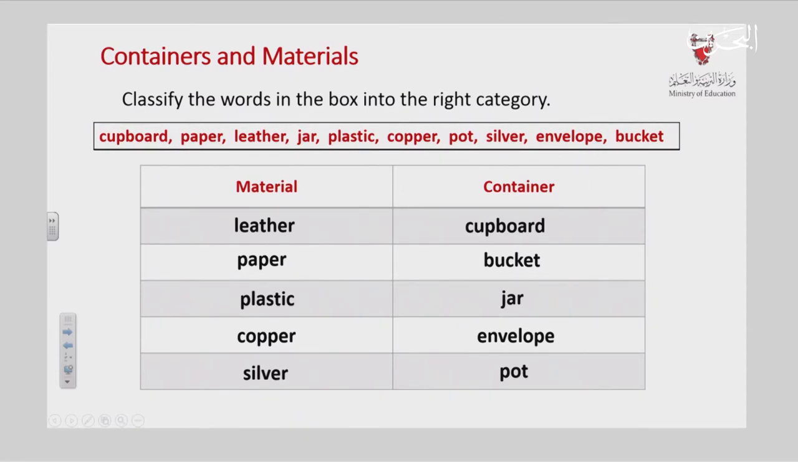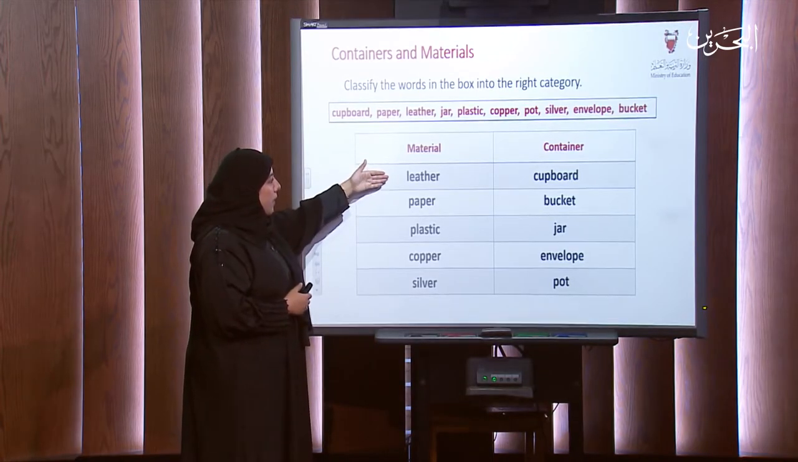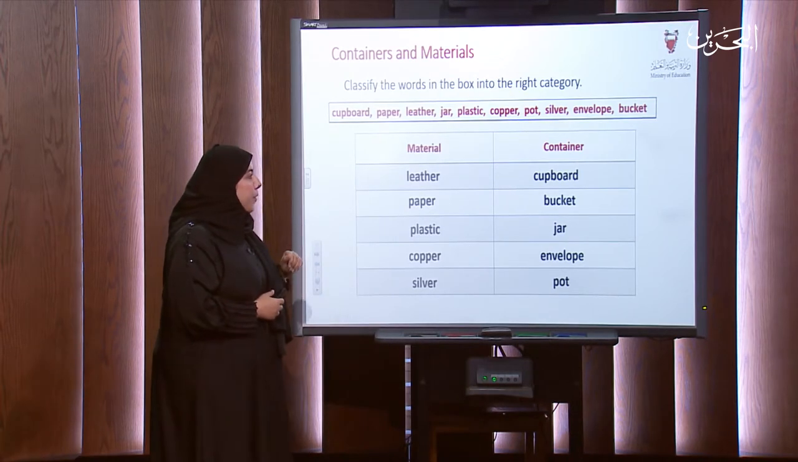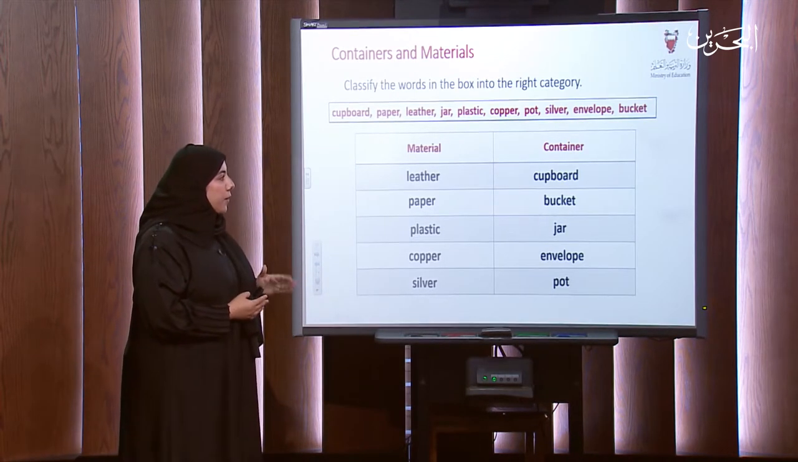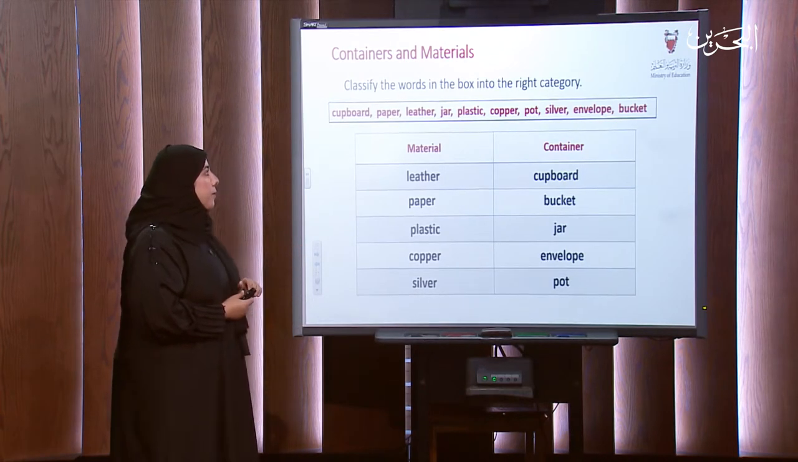Here is the model answer. So the words or vocabulary related to material or fabric are leather, paper, plastic, copper, and silver. Words related to container: cupboard, bucket, jar, envelope, and pot.